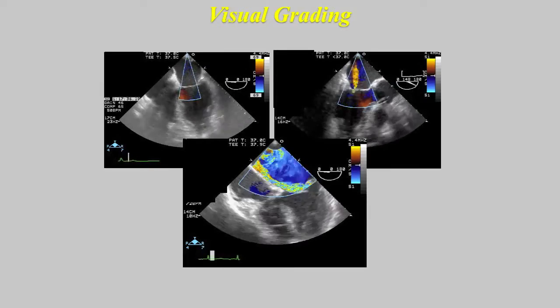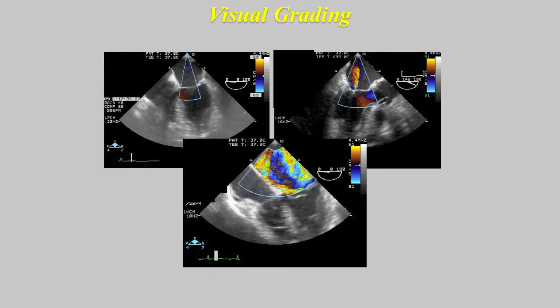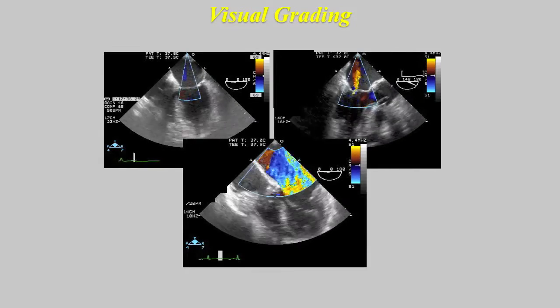On the top left, we see trace regurgitation with a tiny color jet. On the top right, we see a mild jet with a narrow neck and a penetration just past the midpoint of the right atrium. On the bottom, we see a jet which hugs the wall, forming a Coanda.